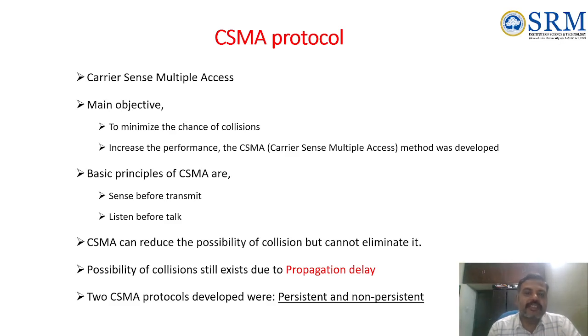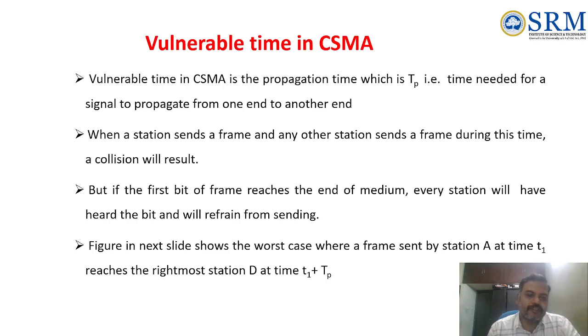When a station is ready with the data, it senses the channel first. When the channel is identified to be free or idle, then only the data is transmitted in the medium. So this is the basic principle behind the CSMA protocol. Though CSMA tries to reduce the number of collisions, it can't completely eliminate them because of propagation delay. So the vulnerable time in CSMA is the propagation time itself.